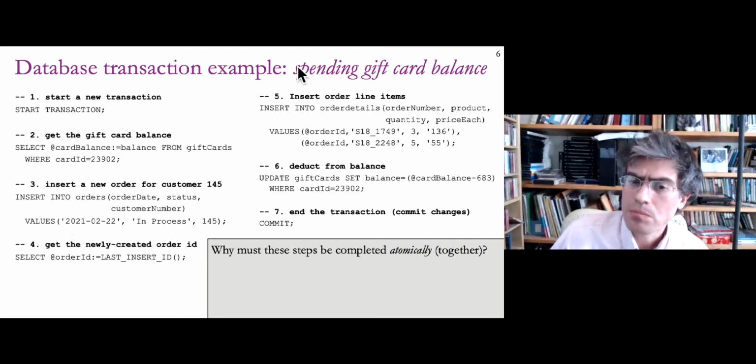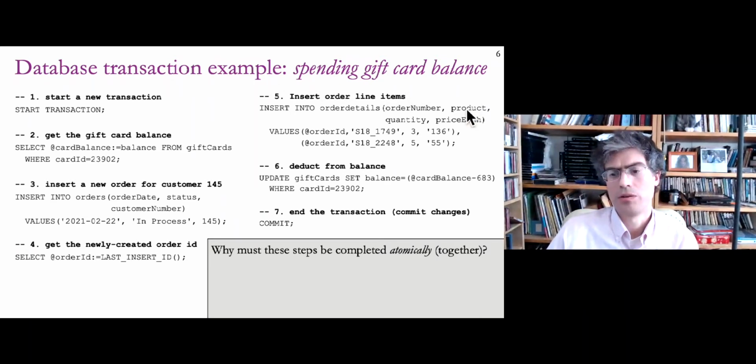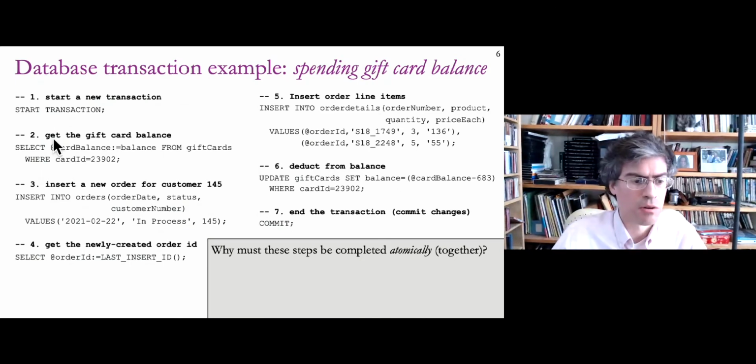So the example here is spending a gift card balance at a store, right? So you're like an online store or maybe an in-person store. You have several things that are happening here as listed here. You're getting the gift card balance. So this is using a certain form of SQL where you can create a local variable with this @ variable name := equals. So we're storing in a local variable the value of the balance for a certain gift card ID. And then we're creating the order.